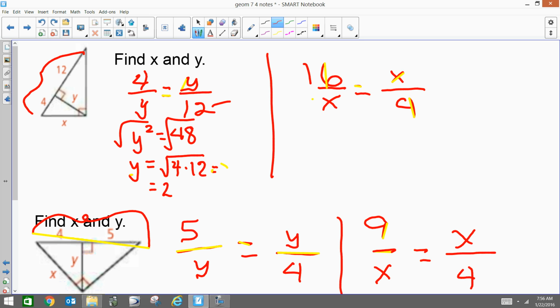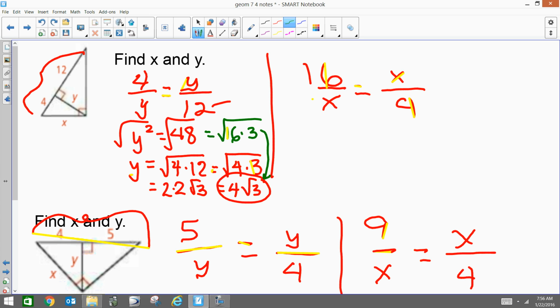And then the 12 is 4 times 3, square root of 4 again is 2. And then we get a square root of 3. So 4 radical 3 is the simplified version of y. Had we known it, we could have done 16 times 3. Square root of 16 is 4, and then radical 3. So you can do it slowly, or you can do it quicker if you know the factors.